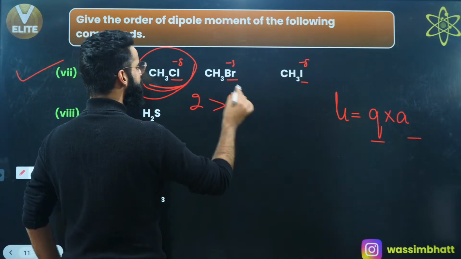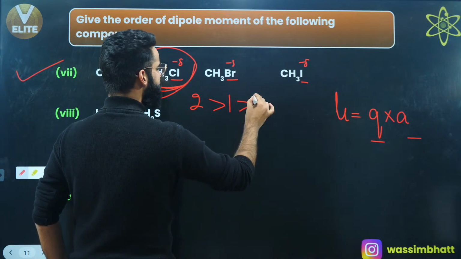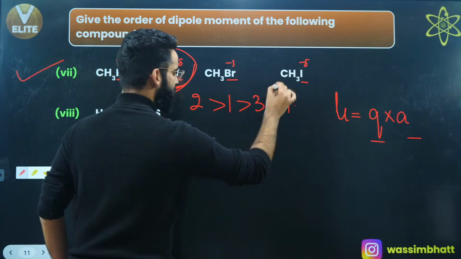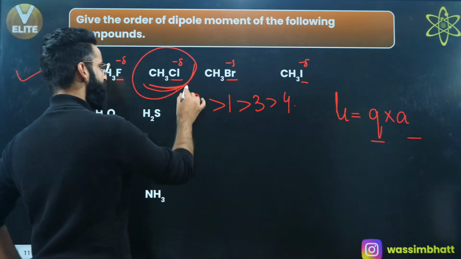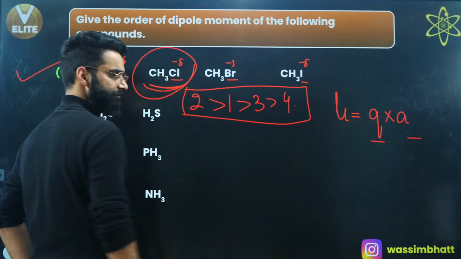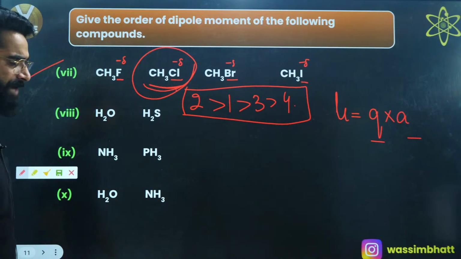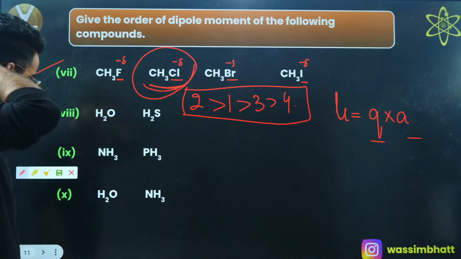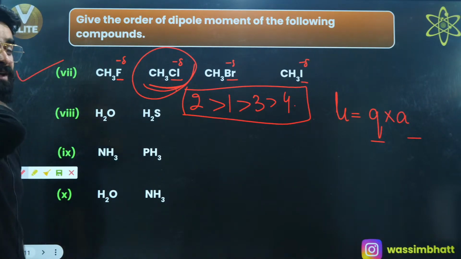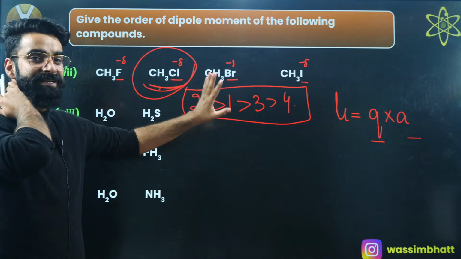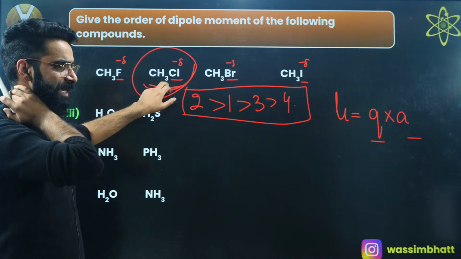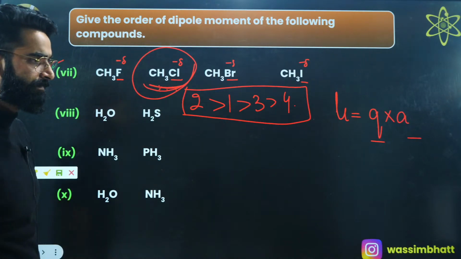Then comes CH3F, then comes CH3Br, then comes CH3I. This is the actual order. This is something which I'll be teaching you in class 12 chemistry as well. Whenever you need to see dipole moment, look at two factors, charge as well as distance, right? For this molecule, the magnitude of both charge and distance comes out to be maximum, due to which its dipole moment is maximum, right?